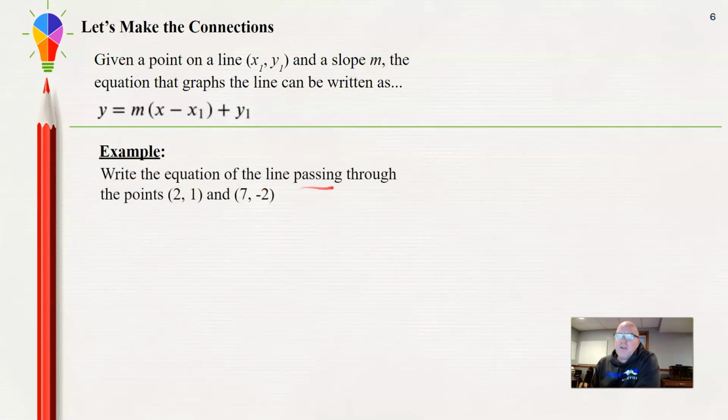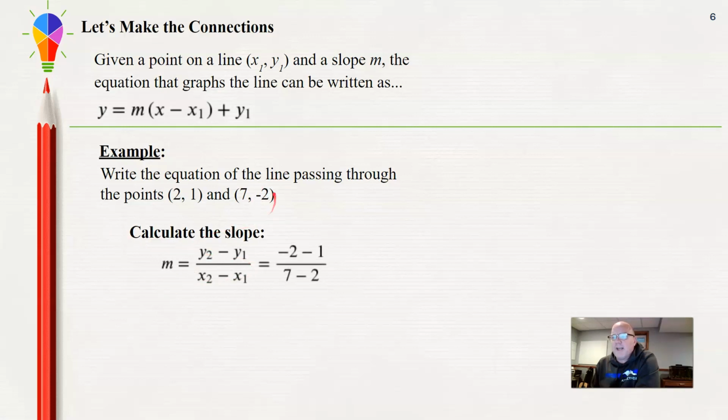Let's write the equation of the line that's passing through the points 2, 1 and 7, negative 2. Well, using what we know, we need a slope, right? So we've got to calculate the slope. We're all pretty good at calculating the slope by now. y2 minus y1 over x2 minus x1. So I'm going to take negative 2 minus 1 over 7 minus 2, and that gives me negative 3/5.